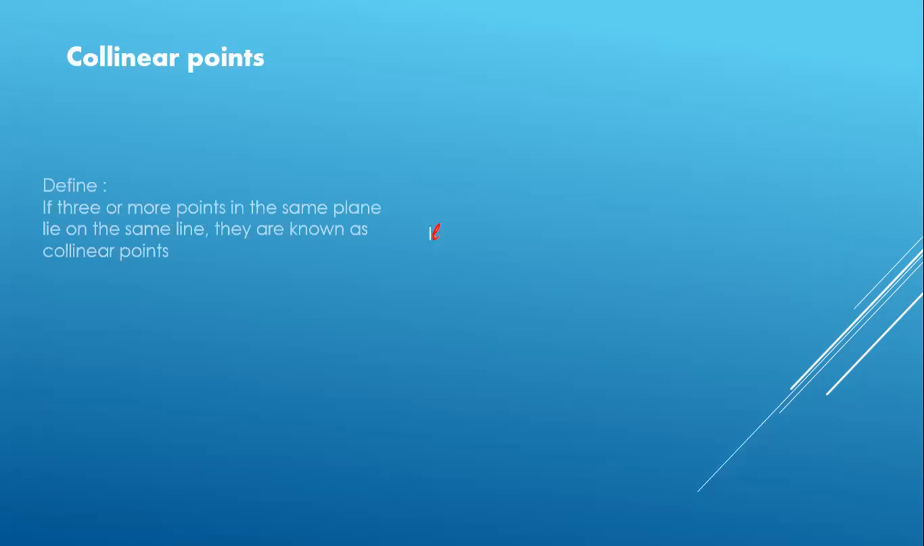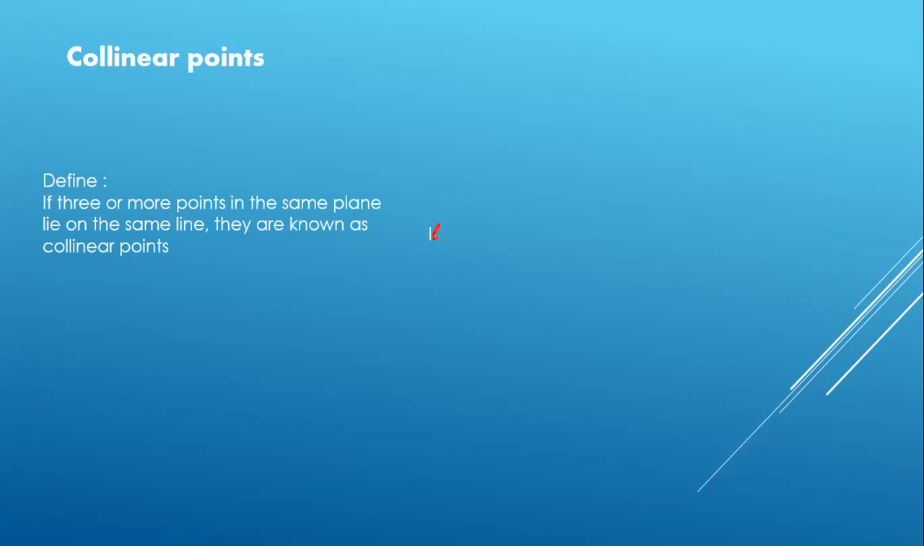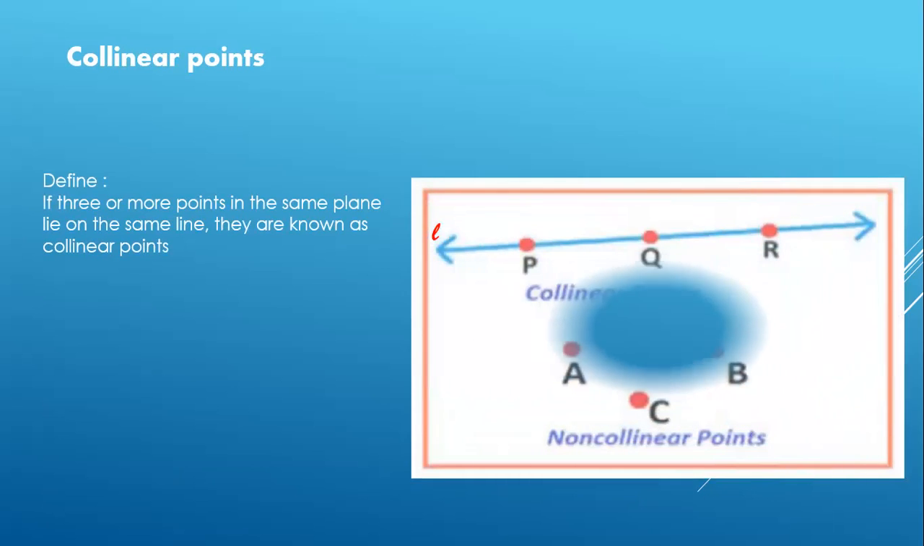Okay, so here is the definition of collinear points. If three or more points in the same plane lie on the same line, they are collinear points. Here is the diagram. See, collinear and non-collinear. Here points P, Q, R are lying on the same line, so they are collinear points. But here A, B, C are not lying on the same line, so they are non-collinear points.